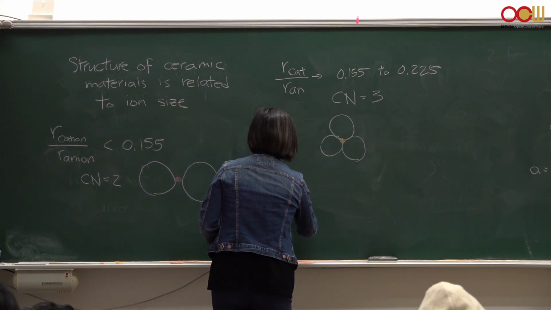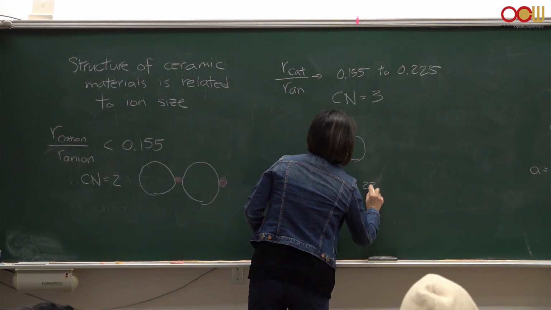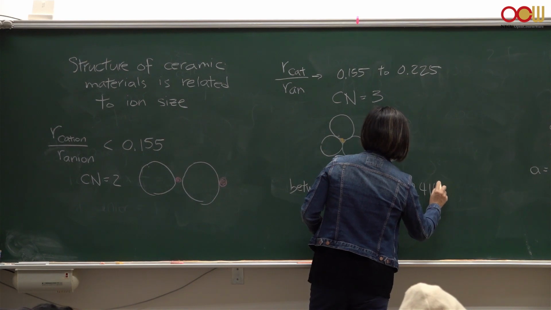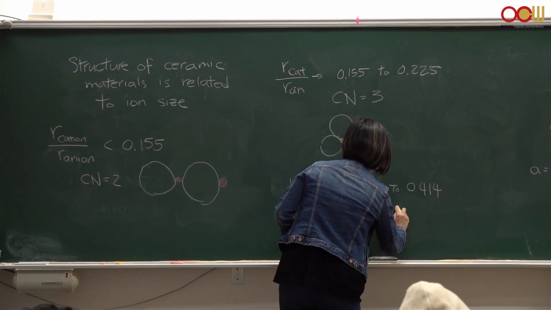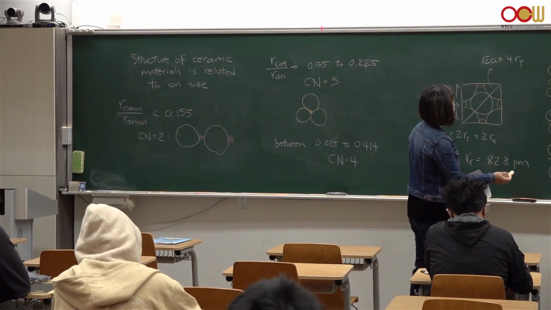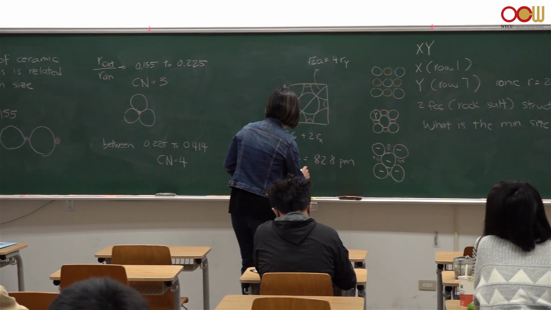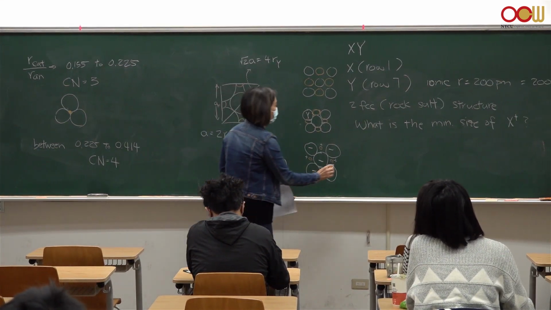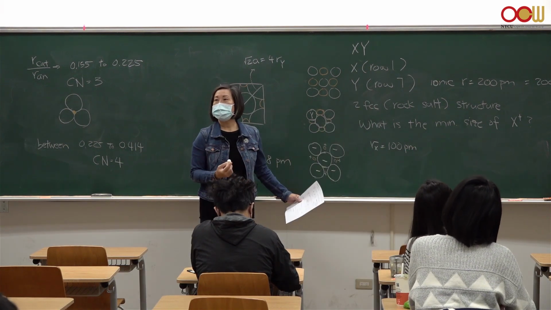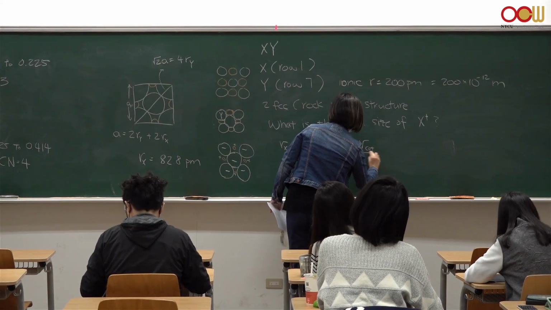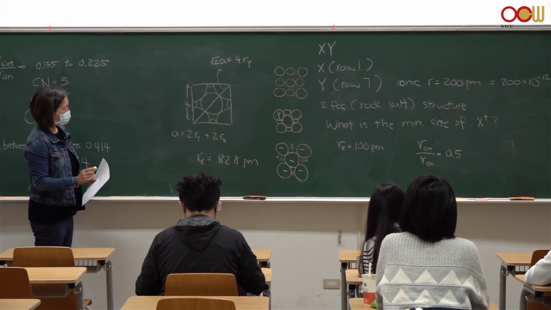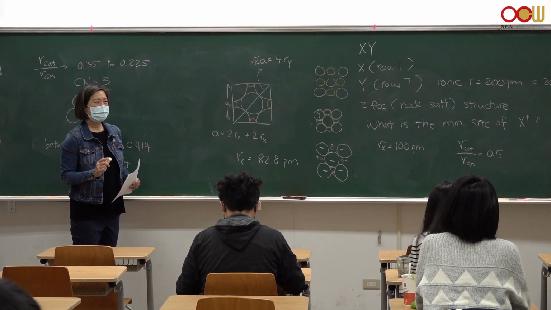And then between 0.225 to 0.414, you have a coordination number of 4. For our material, what is our coordination number? Or what is my ratio? So how many nearest neighbors does my cation have?